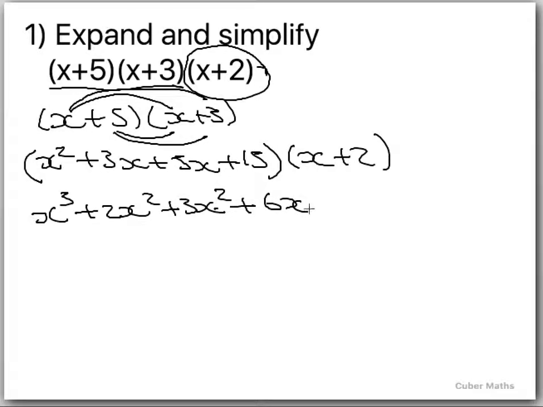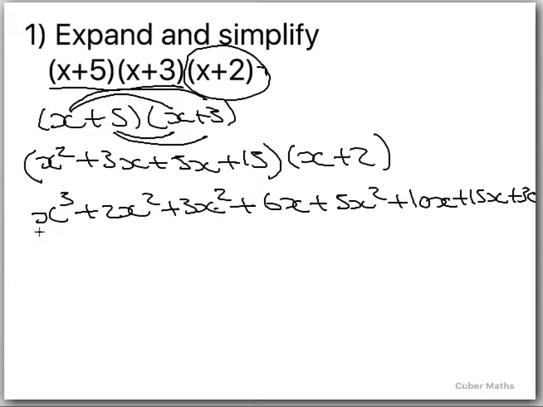5x times x, which is going to give us plus 5x squared, 5x times 2, which is going to give us plus 10x, 15 times x, which is going to give us plus 15x, and 15 times 2, which is going to give us plus 30.